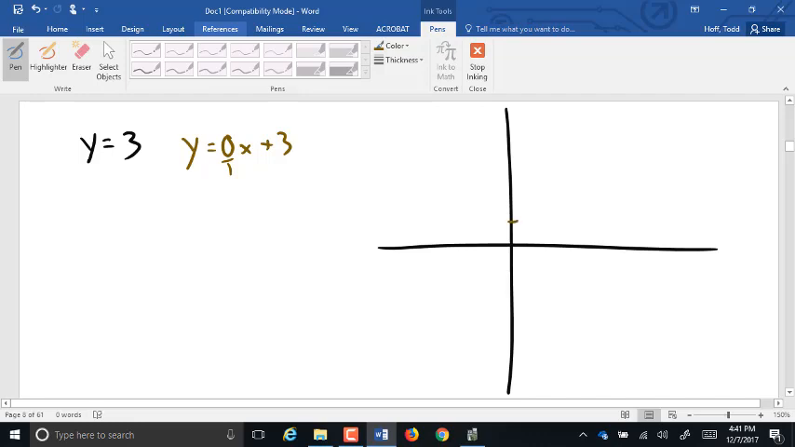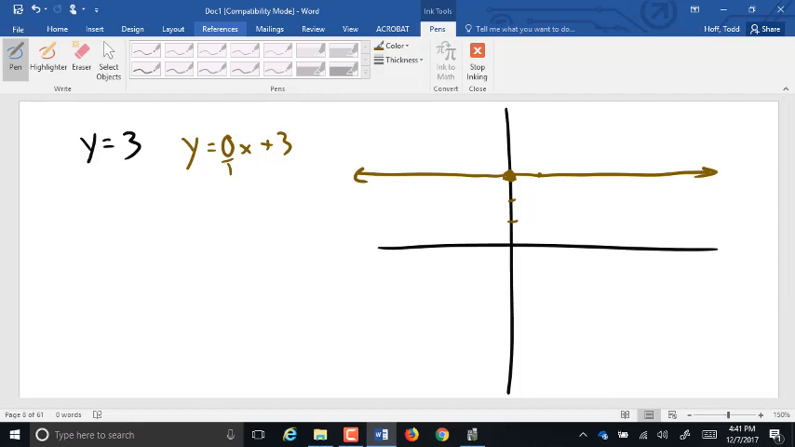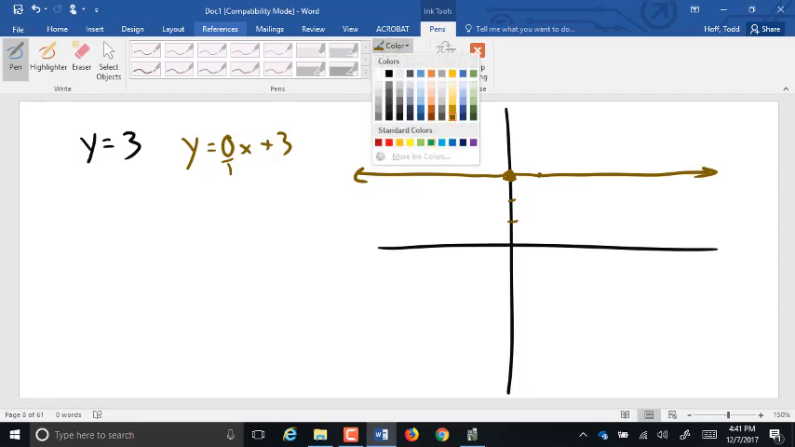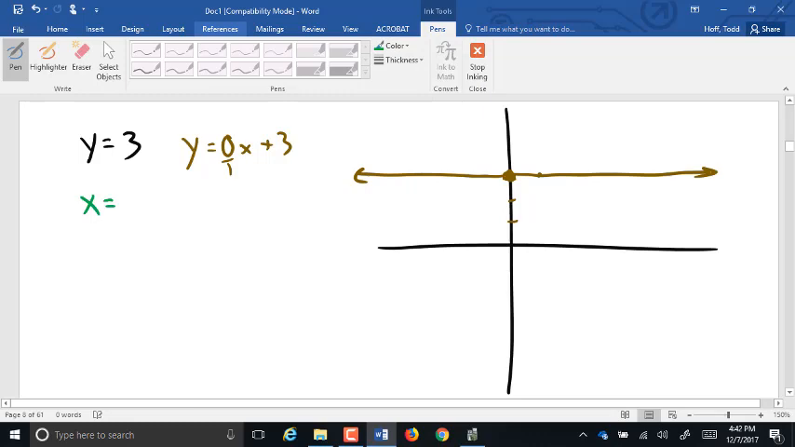So that means we would start at 3. How much would we rise? Nothing, and run 1. Y equals a number is just a flat line at that number on the y-axis. So what if I gave you x equals negative 2? That would be a vertical line at negative 2 on the x-axis.